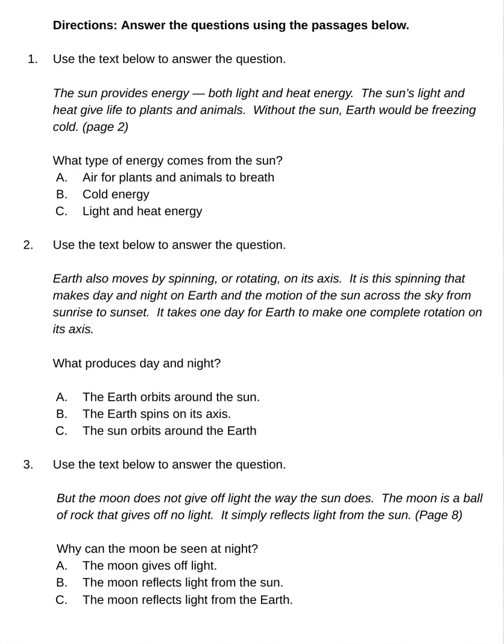Number 3. Use the text below to answer the question. But the moon does not give off light the way the sun does. The moon is a ball of rock that gives off no light. It simply reflects light from the sun. Why can the moon be seen at night? A. The moon gives off light. B. The moon reflects light from the sun. C. The moon reflects light from the earth. Circle the correct answer and highlight it in the text above.